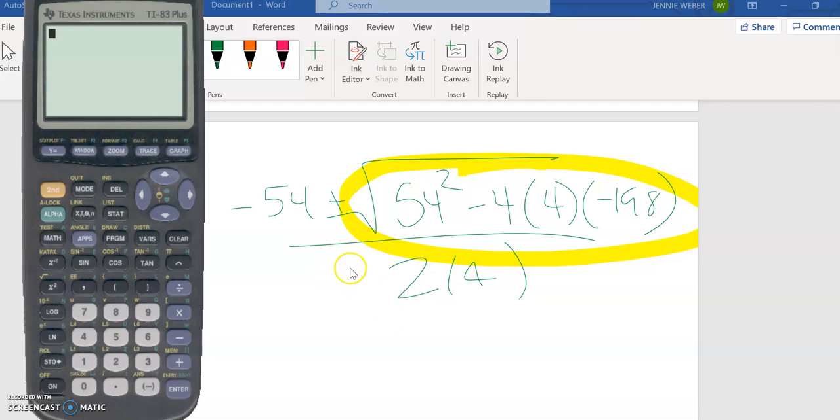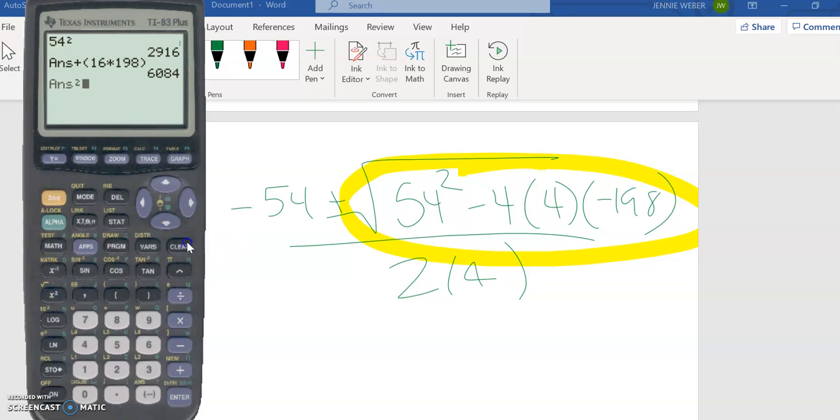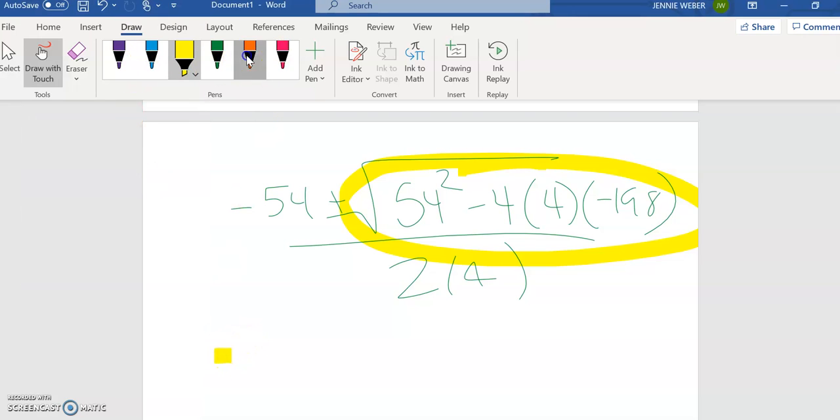And in this case, that radical is my parentheses. So I have 54 squared. Now the two negatives are going to make a plus. So now I have 4 times 4 times 198. So under the radical, I have 6,084, which I am hoping is a perfect square. Okay, one second. Okay, and then I'm going to use my answer key so I don't have to rewrite it. So 78. So at this point, I have negative 54 plus or minus 78 over 8.